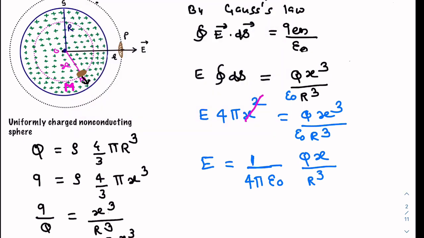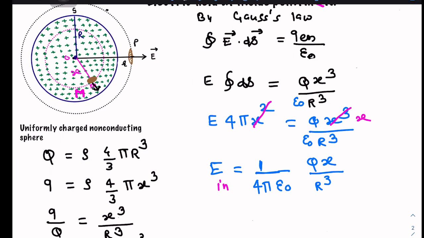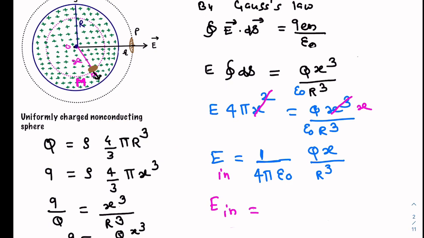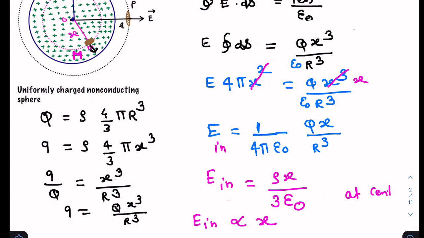This x square and this x cube remaining is x. If we put capital Q equal to rho 4 by 3 pi r cube, we get rho x by 3 epsilon naught. It means E inside is directly proportional to x up to the surface at the center of the solid sphere.